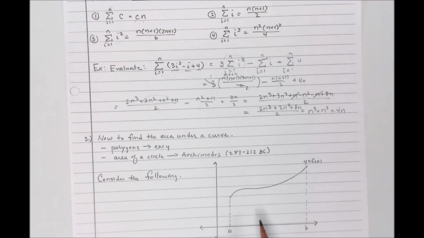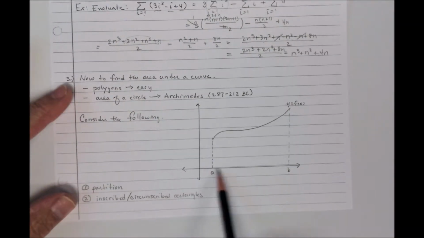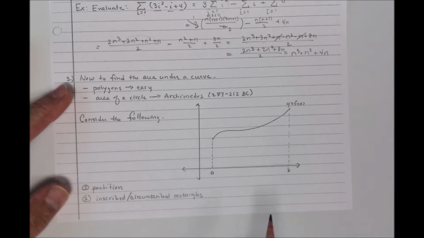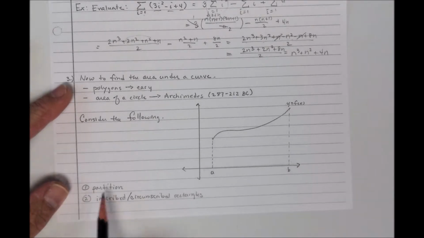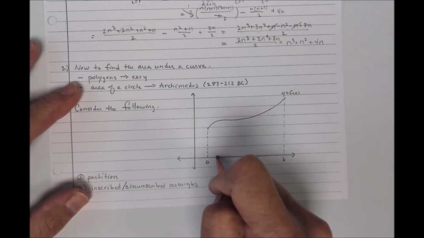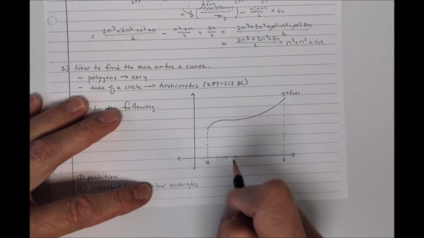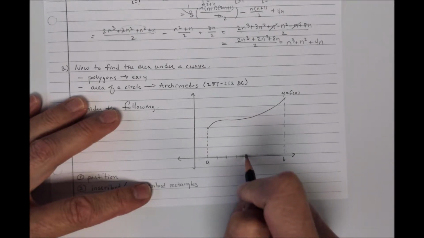Look at the diagram that I have here. We're going to find the area under the curve above the x-axis between x equals a and x equals b. Now to do that, our first step is to partition. Now what does that mean? That means we're going to break up the interval from a to b into subintervals. And we're going to make all the subintervals the same size.